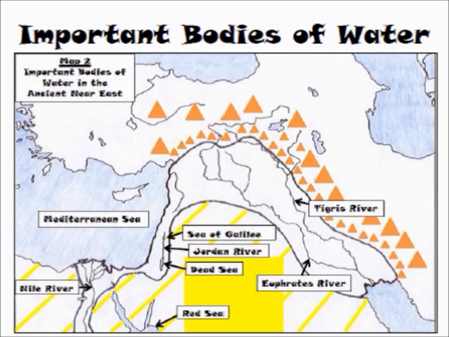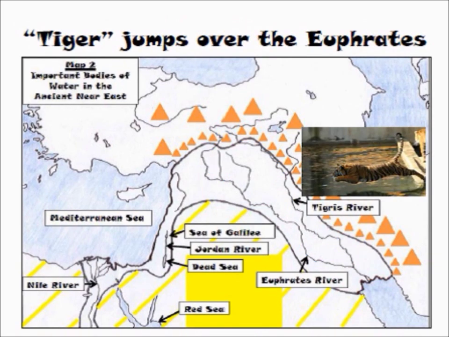Let's look next at some important bodies of water in the ancient Near East. We begin in the east with two important rivers, the Tigris River and the Euphrates River. Both of these rivers flow out of the mountains and down into the Persian Gulf. Now sometimes it's hard to remember which of these rivers is which. Is the Tigris north of the Euphrates, or is the Euphrates north of the Tigris?